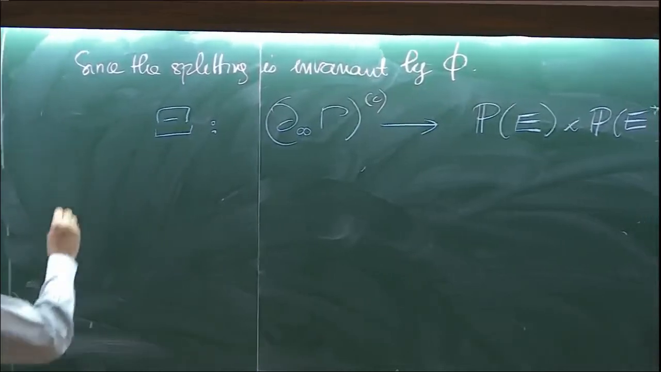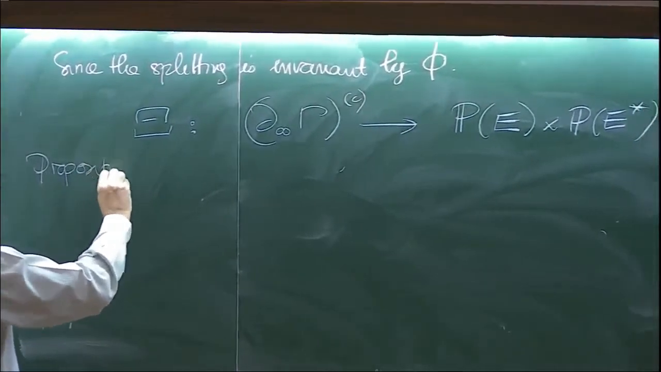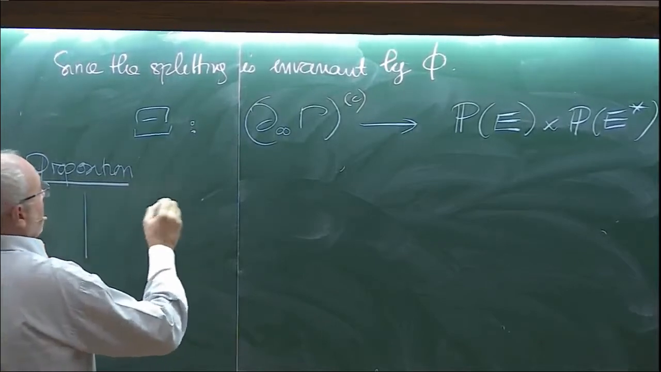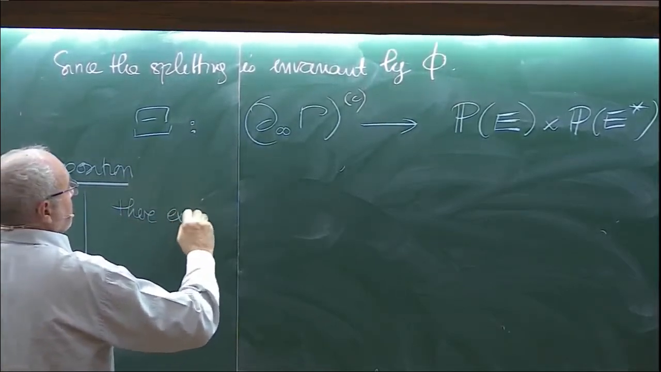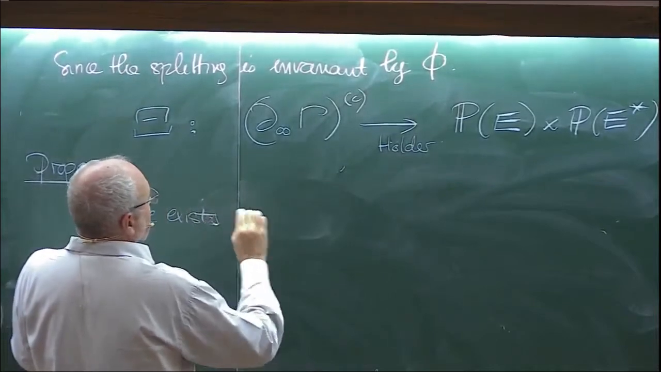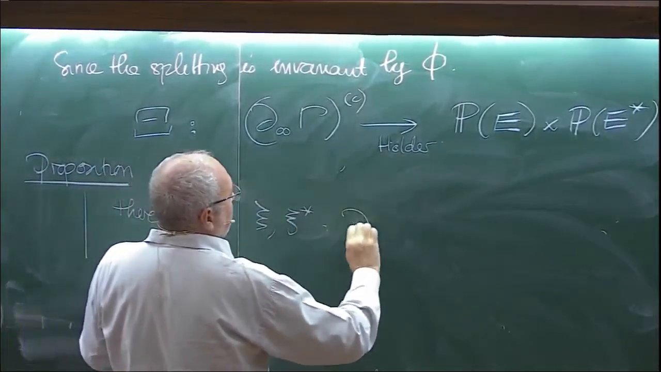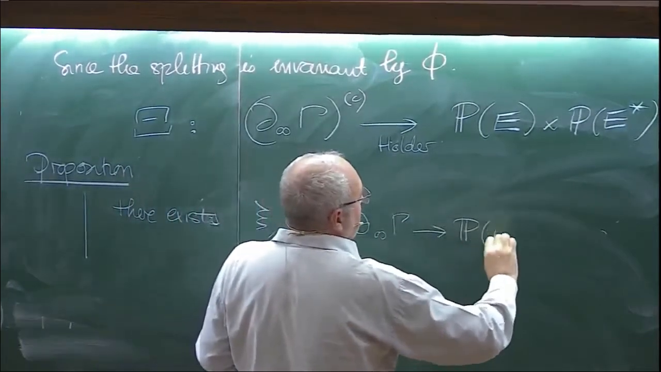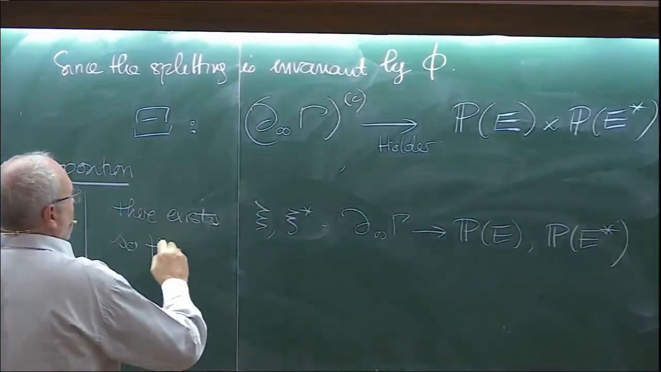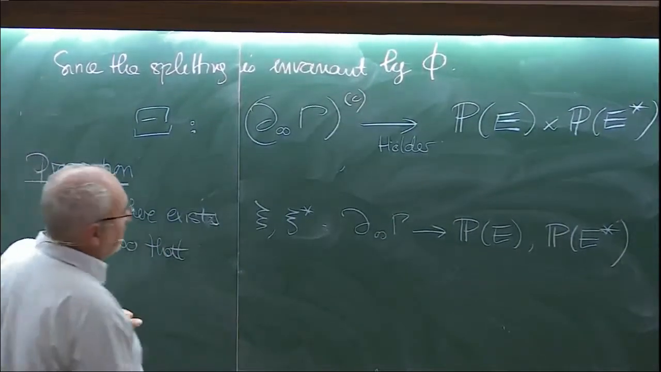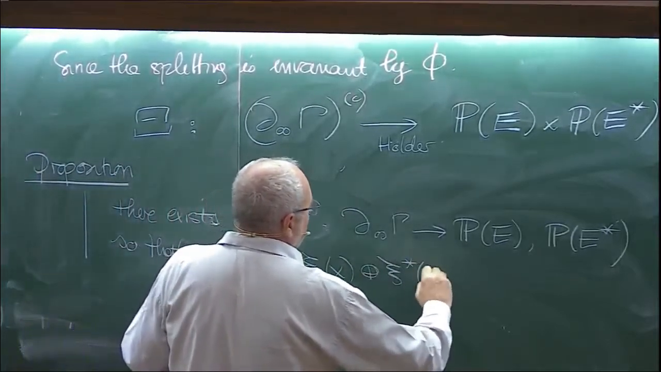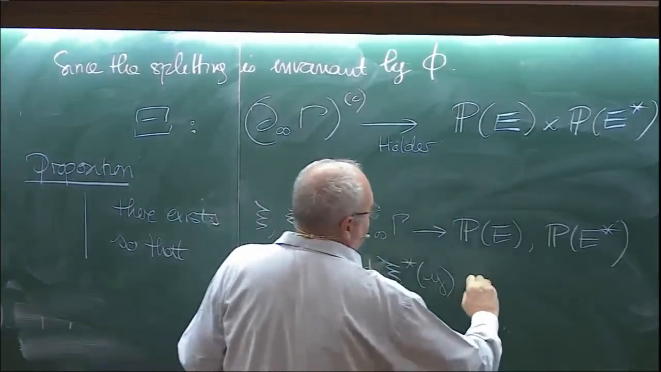And now the proposition, which is the following, that this splitting actually is better than that. So there exist, and this is Holder, maps psi and psi star, which go from the boundary at infinity of gamma to P of V and P of V star, respectively. So you have this antipodal condition, so that first, xi of x plus xi star of y is transverse to xi star of y if x is different from y.